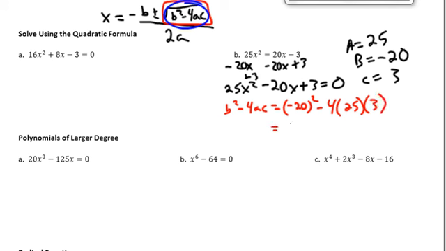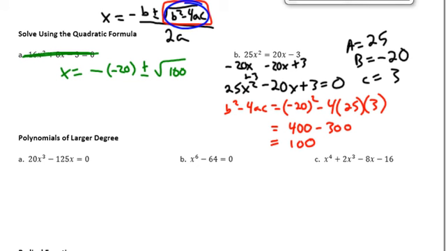Negative 20 squared is 400. 4 times 25, that's 100. 100 times 3 is 300, so this is minus 300. 400 minus 300 is 100. That's the part that goes underneath the square root. So now I have, this was the other problem, x equals negative b, which is negative of negative 20, plus or minus the square root of 100, what we just figured out, divided by 2 times a, which is 25.